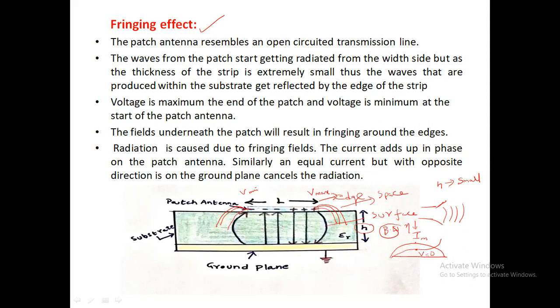So the fields that are formed underneath the patch will result in fringing out at the edges. At the edges, whatever radiation is coming out contributes to radiation. The currents add up in phase on the patch. Similarly, an equal but opposite direction current on the ground plane cancels the radiation. As I already said, whatever radiation comes out at the edge and extends will be added, and whatever field is formed in between the patch and ground plane gets cancelled out, right?